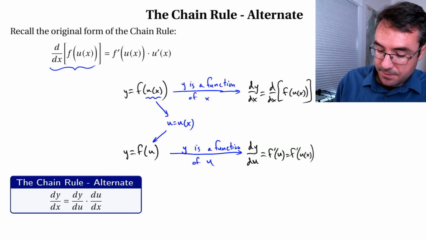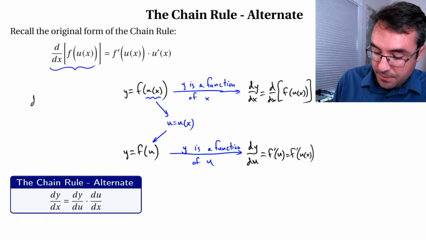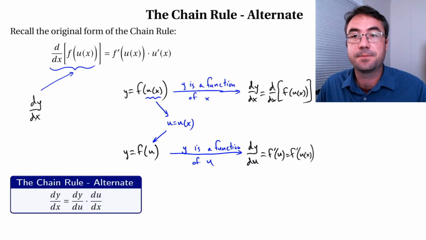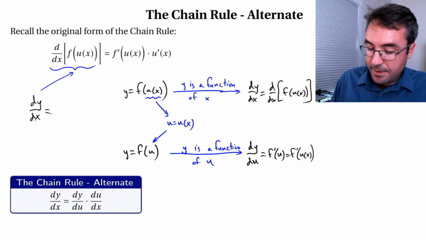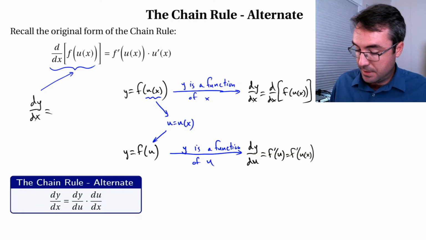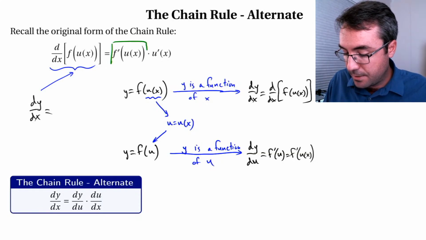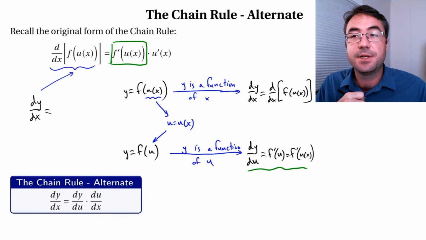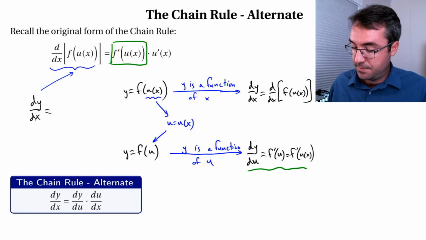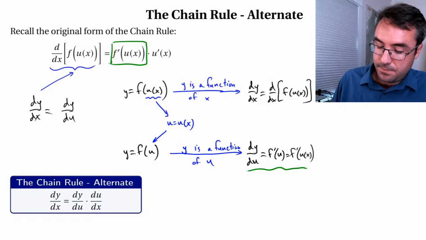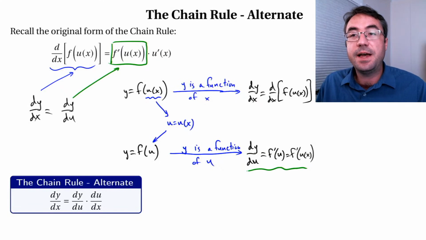So if we look at what we have from our original chain rule, the derivative of f of u of x, this whole thing, is dy dx. And then our chain rule says this is equal to f prime of u of x. And that's exactly what we're seeing down here. So that is dy du.